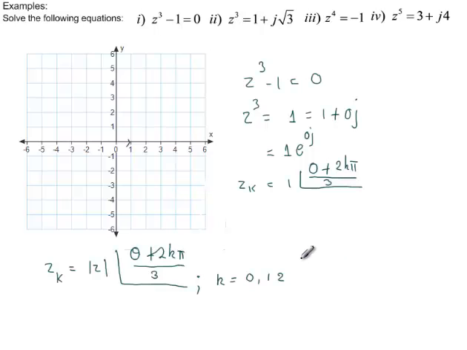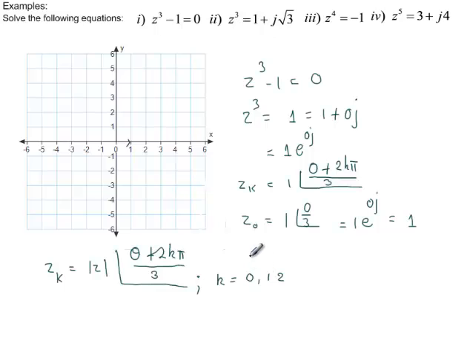All together. Now let's start. Let's get z0. When we're getting z0, it means we must substitute k by 0. So we're going to have 0 plus 0, which is 0. Then we've got 1 here, argument 0 over 3. Then we're getting exactly 1 times e to the power 0j, which is actually 1. And it's true, 1 to the power 3 is 1.